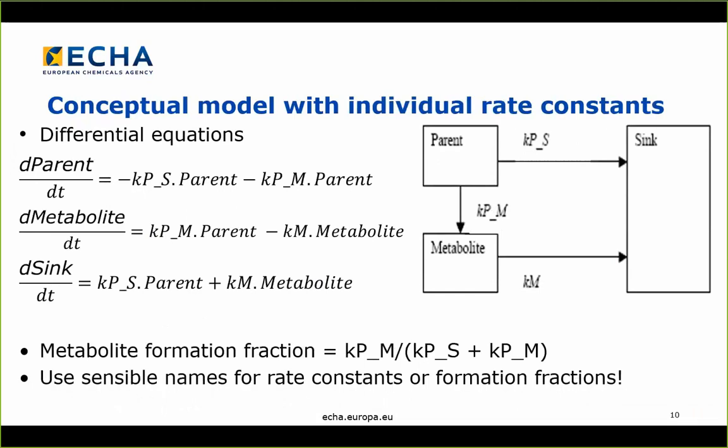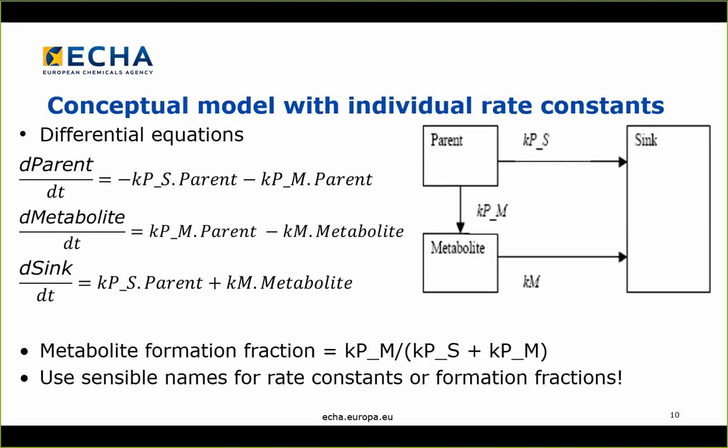I'm not going to spend any time on this, but this is just the same kind of conceptual model, but rather than using formation fractions, it now uses individual rate constants. So we have an individual rate constant that determines the flow from parent to sink with a first order rate constant KPS, and then we have a separate rate constant that describes the flow from the parent to the metabolite compartment, and that first order rate constant in this example is KPM. And just to say that the metabolite formation fraction in this conceptual model is just this flow in divided by the sum of flows out of the parent.